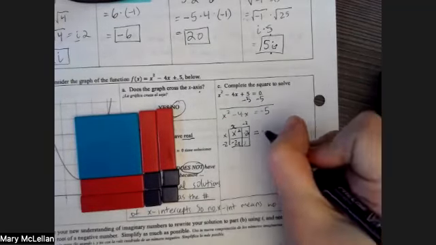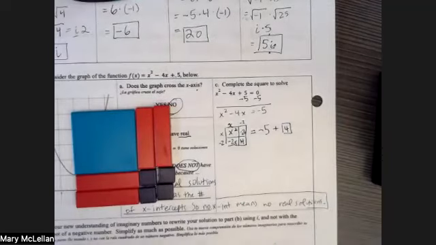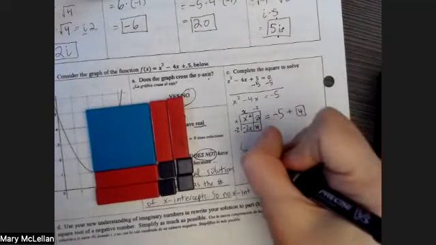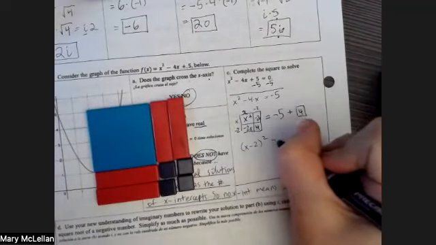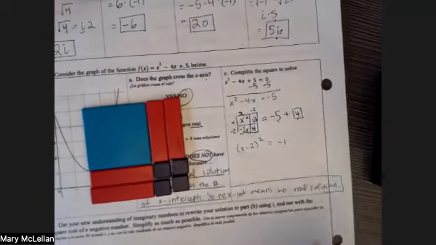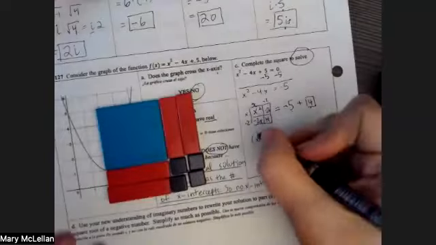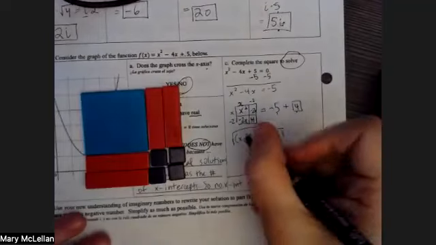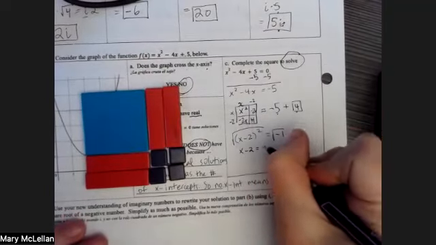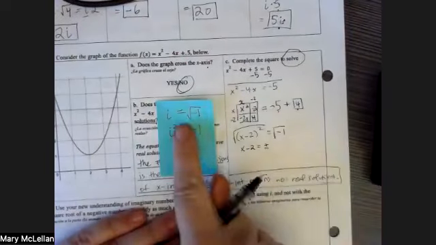If I'm adding 4 to this side, I'd better add 4 to the right-hand side as well. So that gets me (x minus 2) squared equals -5 plus 4, which is -1. Now I'm trying to solve, and I claim, now that we know about imaginary numbers, we can. So I'm going to take the square root of both sides. This is now x minus 2 equals plus or minus i.